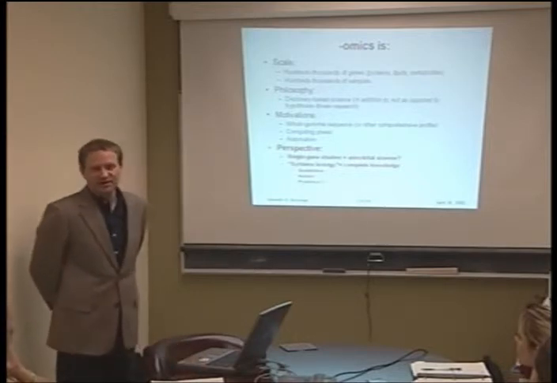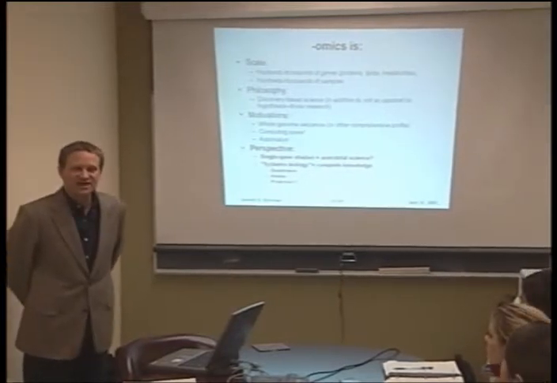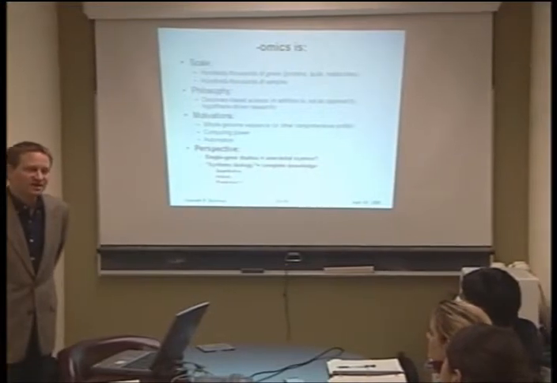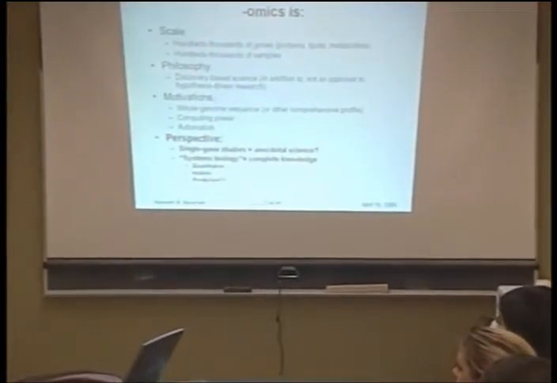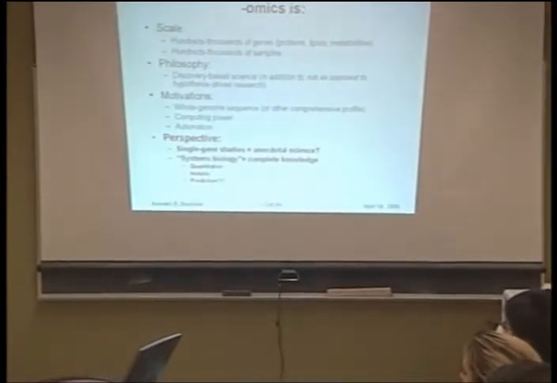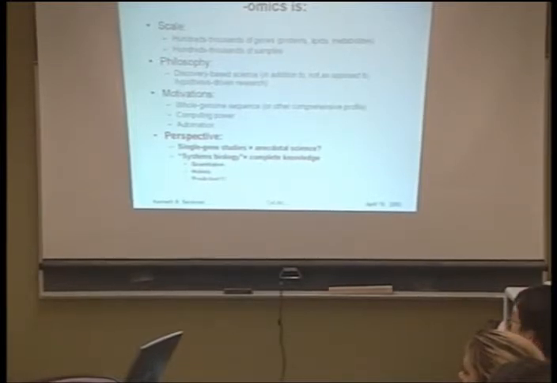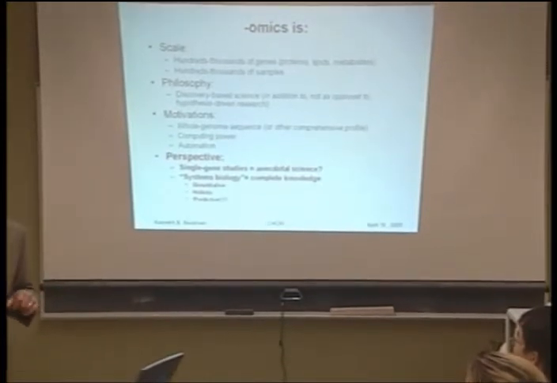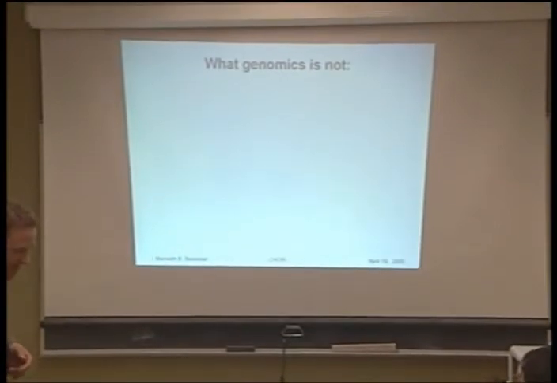is a perspective. Genomics is characterized by the idea that looking at a single gene at a time is anecdotal at best, and that you really need to go on from there. You can't just look at one gene, you have to look at interactions between genes. This has also been termed systems biology, which really can be summarized as complete knowledge. This is the idea that you will understand everything about an organism and have a quantitative, holistic, and predictive model for a disease state, a trait, and so on. And I'll get back to that at the end.